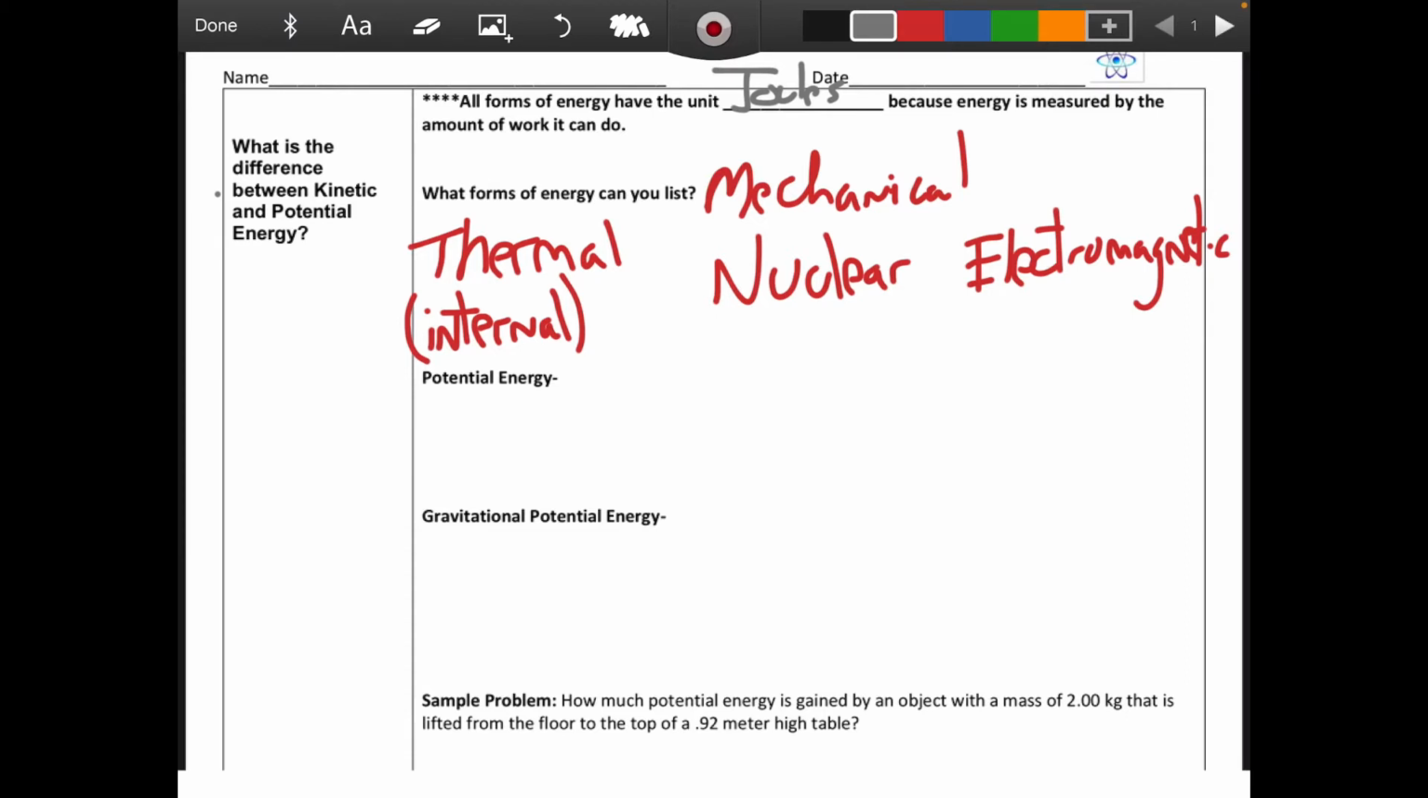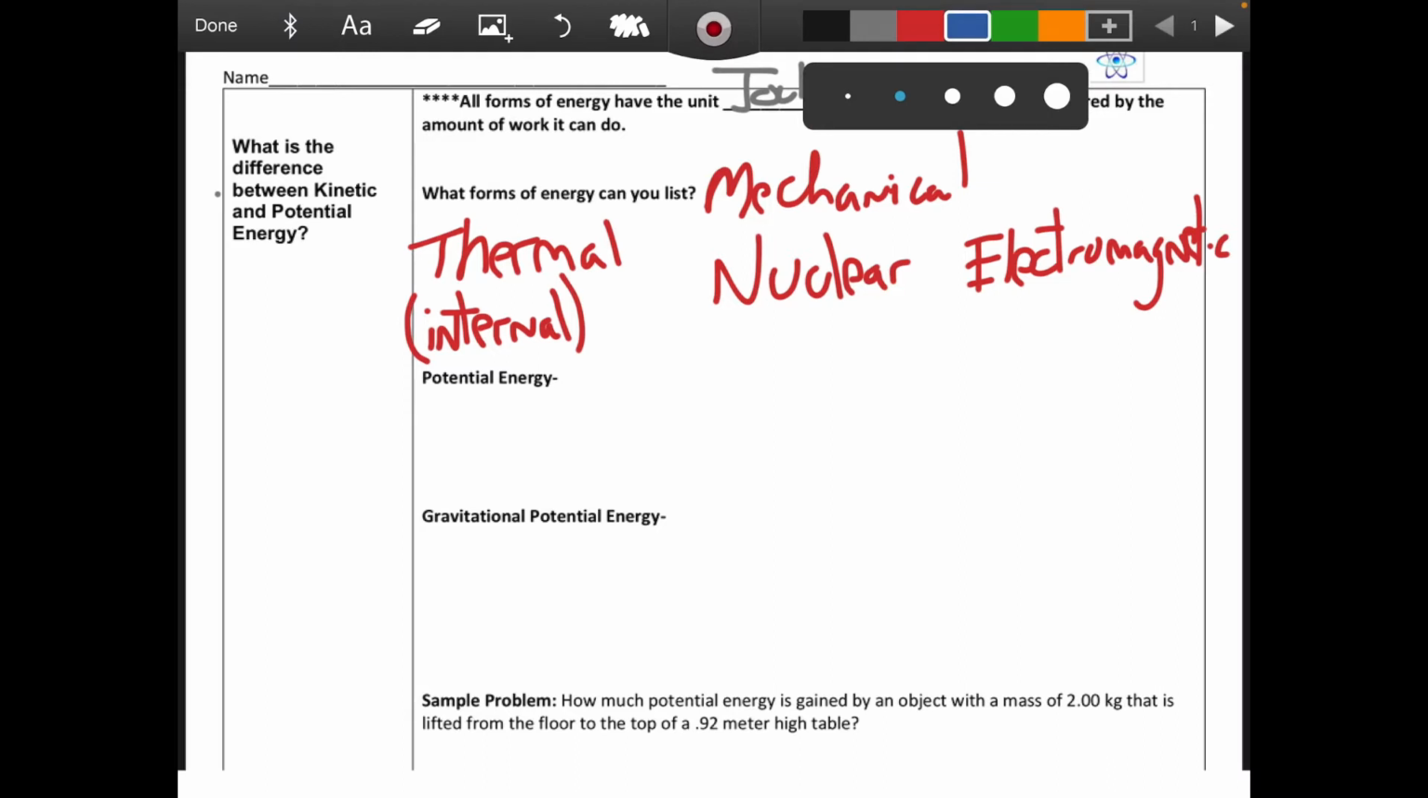So we got mechanical, which is going to be potential and kinetic. We got nuclear, electromagnetic, which is associated with electric or magnetic fields. Visible light is an example of electromagnetic energy. You got microwaves, radio waves, nuclear energy. I'm sure you saw that in chemistry. Thermal energy or heat energy, which is going to really connect with our friction unit. And so when a force is exerted, a lot of times when the force of friction does work, it creates thermal energy.